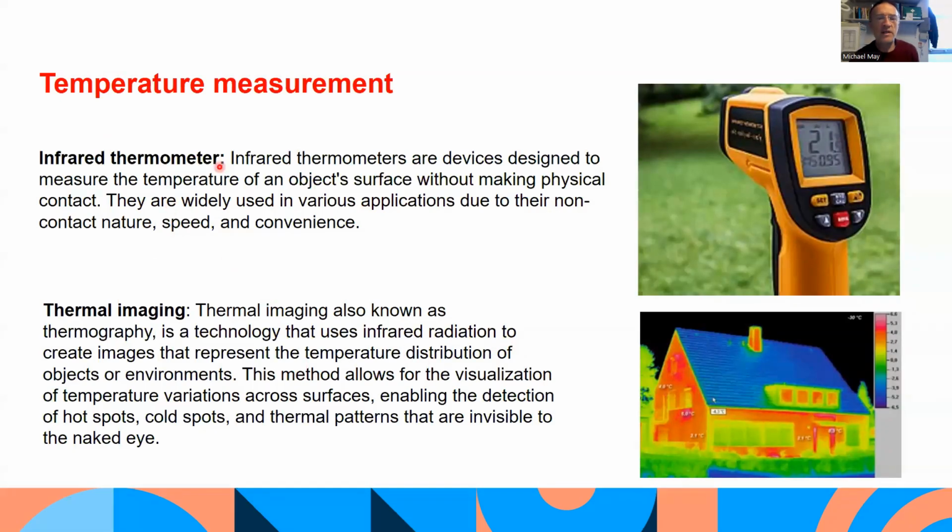Infrared thermometer. An infrared thermometer is a device designed to measure the temperature of an object's surface without making physical contact. They are widely used in various applications due to their non-contact nature, speed, and convenience. Anything that's above absolute zero, which is everything, gives off radiation. These systems can pick that radiation up, and it's calibrated to reflect the temperature of the object. So you can use them for non-contact measurements.